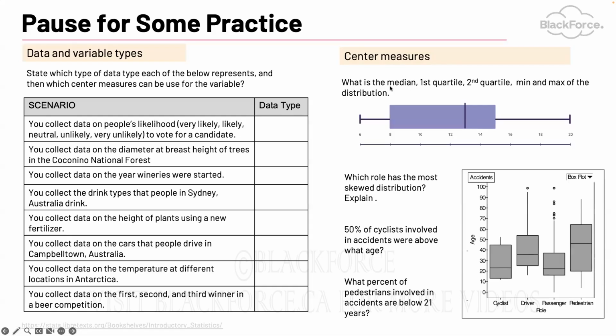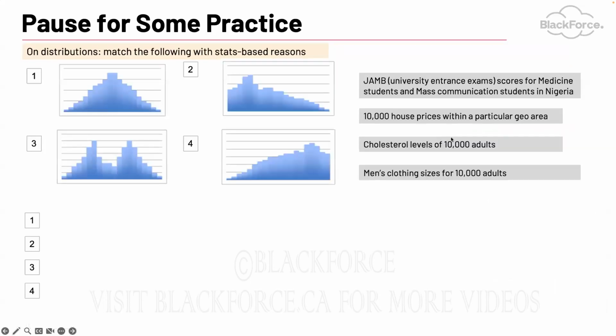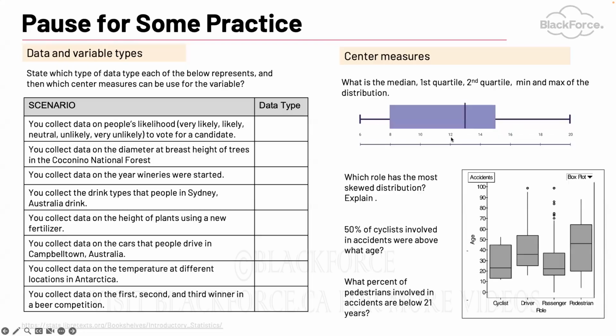So now center measures. Here, what's the median, first quartile, second quartile, minimum and maximum of this distribution? Sorry, this keeps happening. Let's drop numbers in the chat or unmute and speak. Normally I enjoy when people actually speak more, but it's up to you guys. So what's the median? 13, good.